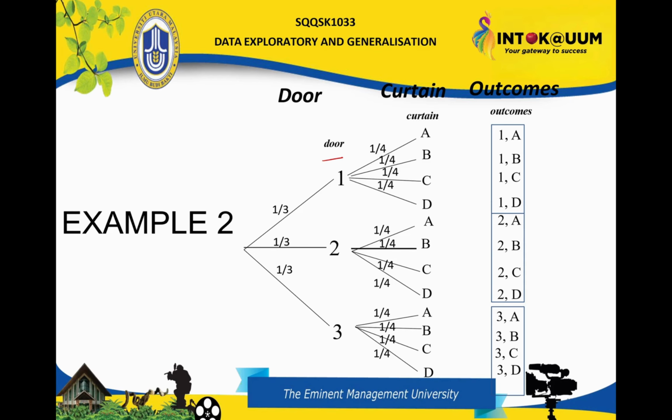So we can see that the probability of getting the first door with curtain A will be the product of the 2 probabilities, and finally the probability of this outcome is 1/12.